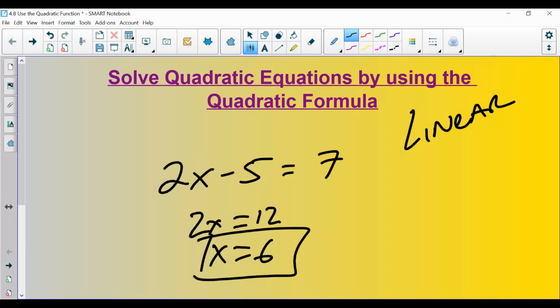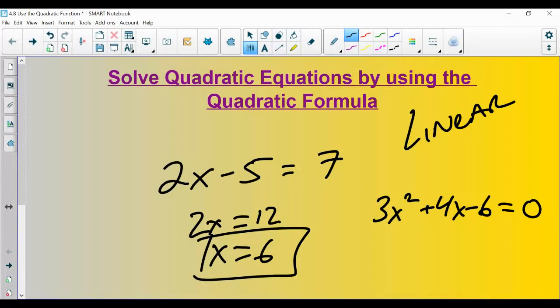Now the problem with this is that when we are dealing with quadratic equations, remember, quadratic equations might look like 3x squared plus 4x minus 6 equals 0. When we are dealing with quadratic equations, you can't just get x by itself like you could here. There's multiple x's, and there's no really straightforward way to solve that. In fact, all we've been doing all chapter has been looking at different ways to solve that.